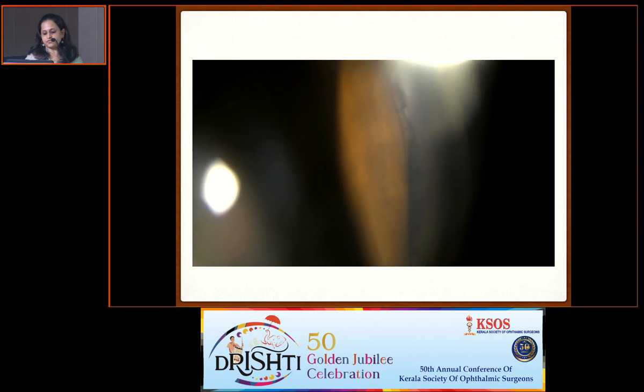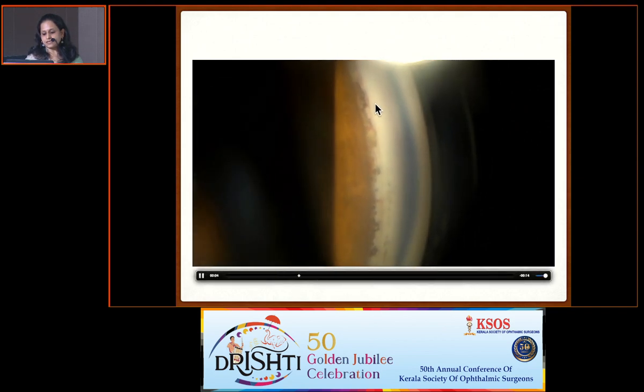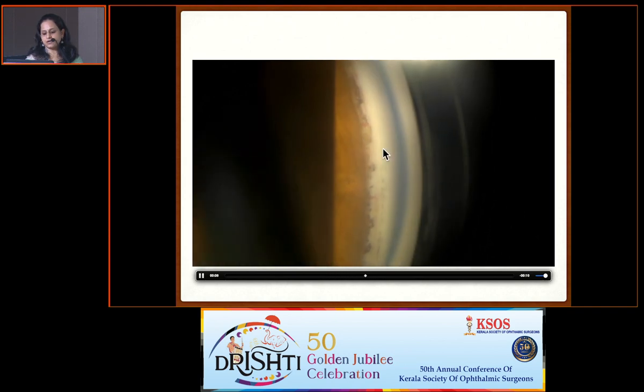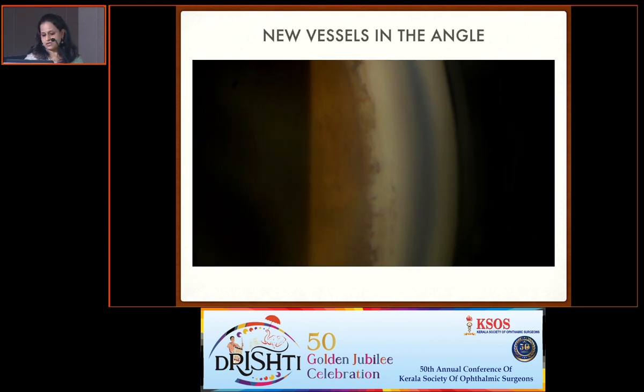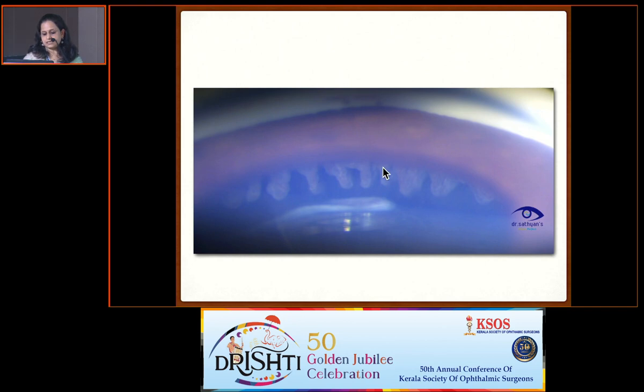Here you have the fine new vessels that are seen in the angle. So these new vessels will cross the scleral spur. So this is an example of ciliary processes that you see in the angle while doing the gonioscopy. This can be seen because this is an NVG patient and the pupil is mid-dilated.